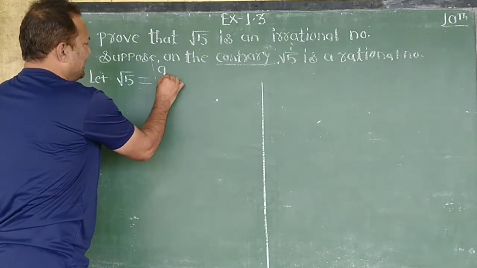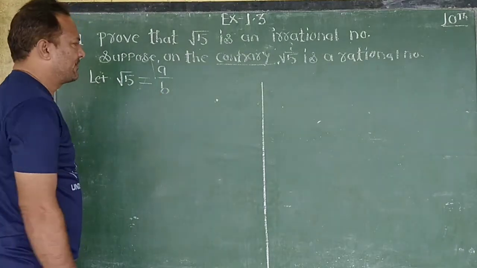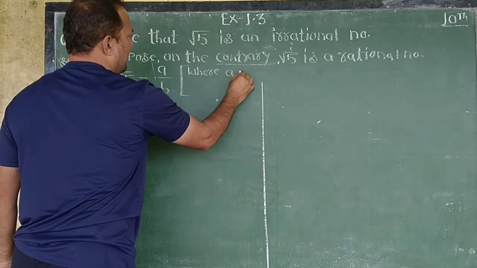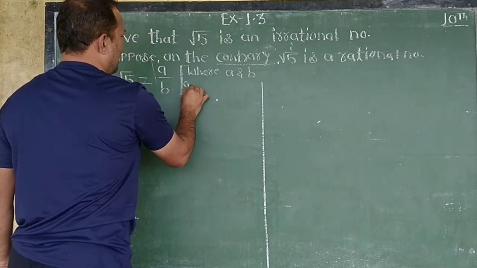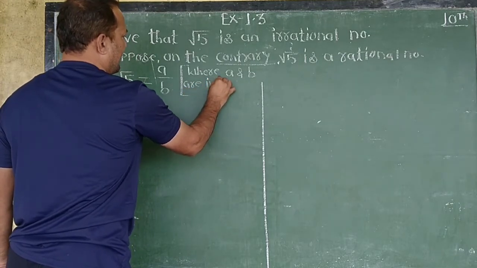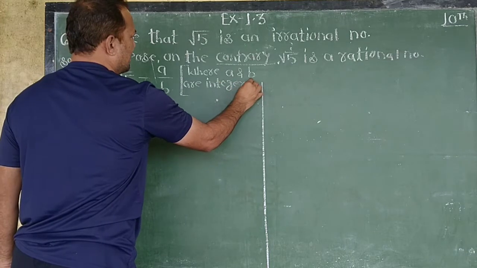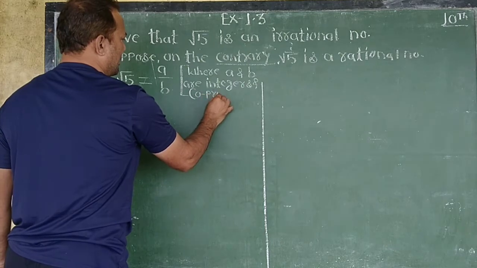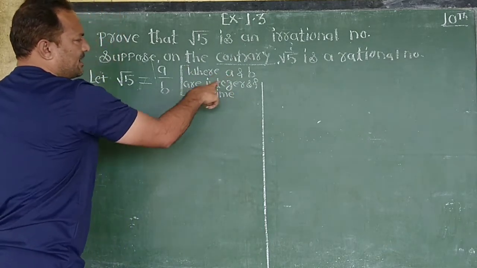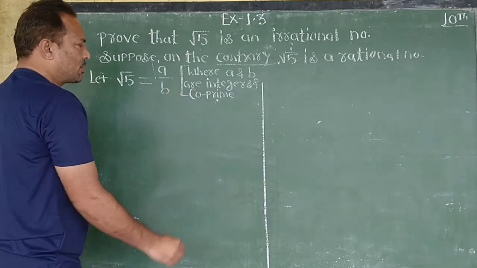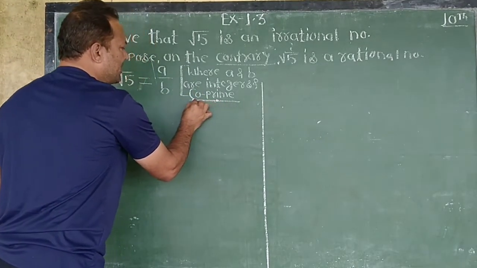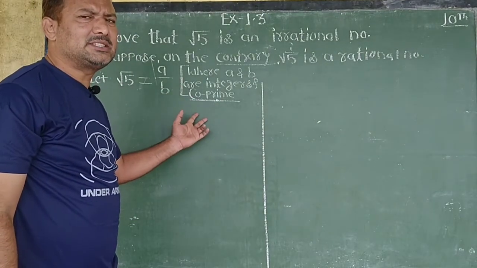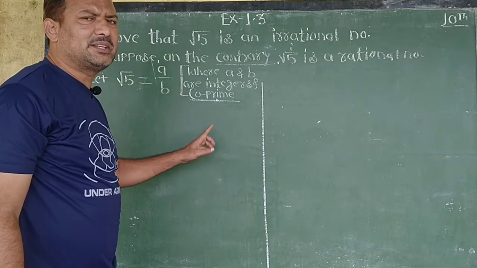Then consider this is a and this is b, where a and b are integers and co-prime. What is the meaning of the term co-prime? Co-prime means a pair of numbers which has HCF 1. Except 1, there is no common factor.